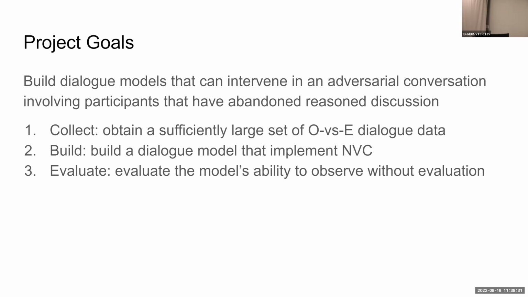So the project goal here is to build a dialogue model that can intervene in an adversarial conversation involving participants that have abandoned reasoned discussions. In this talk, I'm going to talk about 3 steps of building such a dialogue model. We first want to obtain a sufficiently large set of observations versus evaluation dialogue data. And then we use this data to fine-tune our dialogue model. And then I'm going to talk about how we can evaluate this kind of model efficiently.